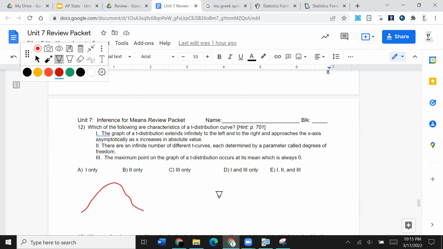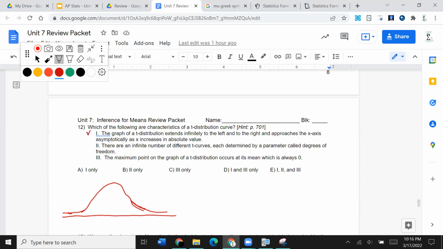And approaches the x-axis asymptotically. That just means that it basically gets closer and closer to the x-axis. So t-distributions will look like that. They look a lot like a normal curve. And so as x increases in absolute value, basically, the further this goes away from the mean, it's going to get closer and closer to the x-axis.